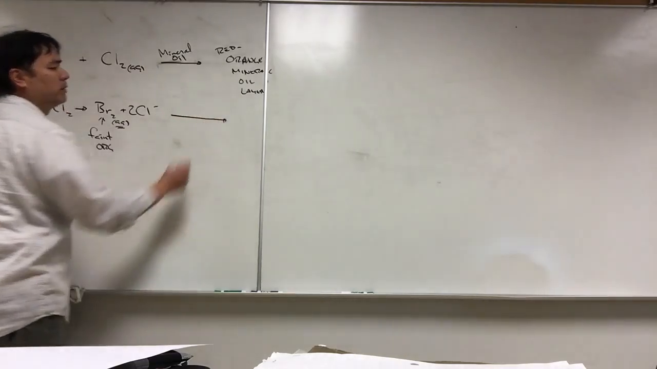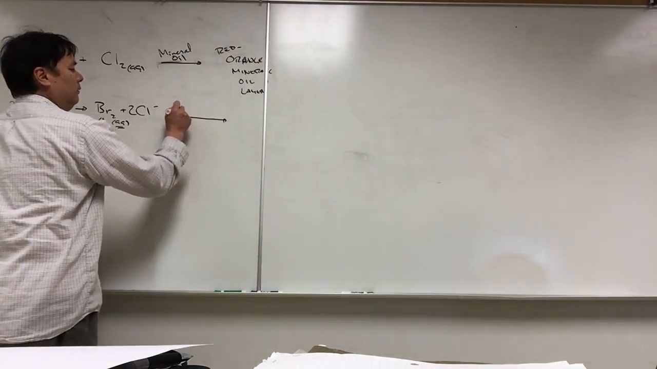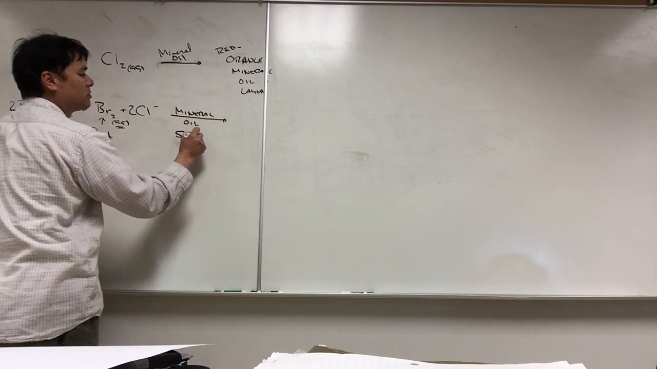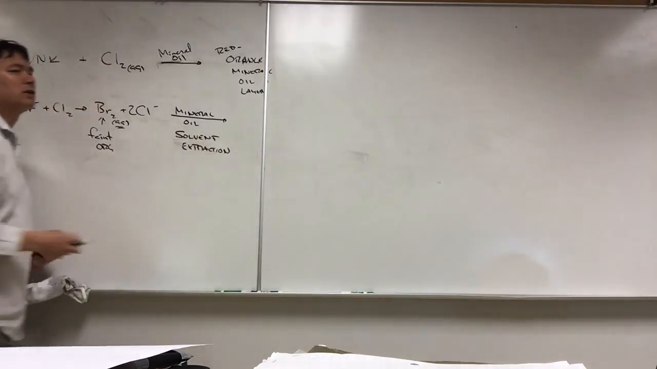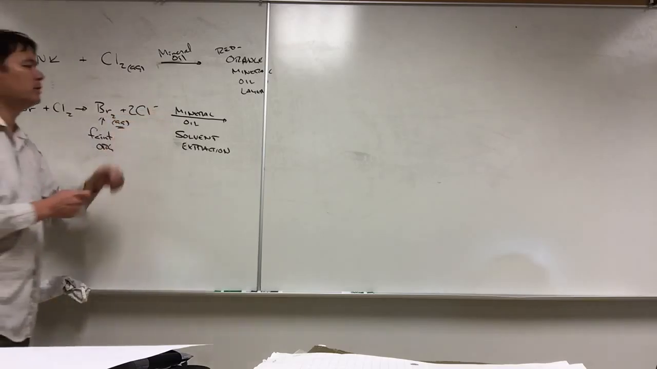But what we're going to do is try to concentrate the bromine in a small amount of mineral oil. Don't add too much mineral oil, otherwise the color is going to be weak. You just want a little bit of mineral oil. And we're going to do a process called solvent extraction. In solvent extraction, we extract the solute from one solvent, the solute being bromine, the solvent being water. We extract the solute from one solvent into another solvent. The other solvent will be mineral oil.